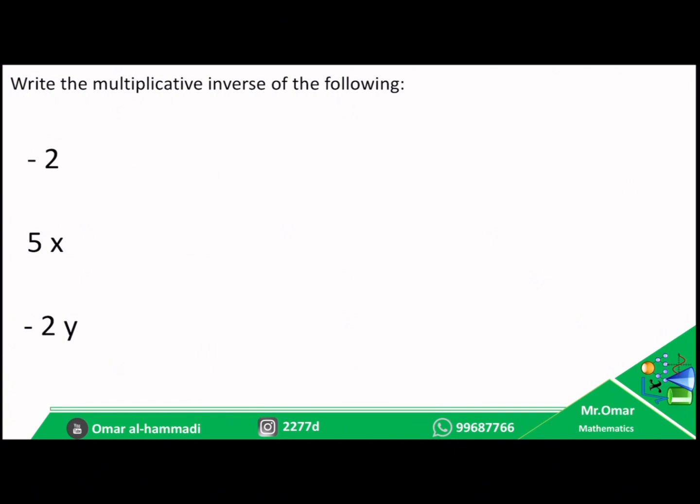But when we say the multiplicative inverse of the following, here we have minus 2. The multiplicative inverse will be 1 over minus 2. 5x, the multiplicative inverse will be 1 over 5x. Minus 2y, the multiplicative inverse will be 1 over minus 2y. That's it.